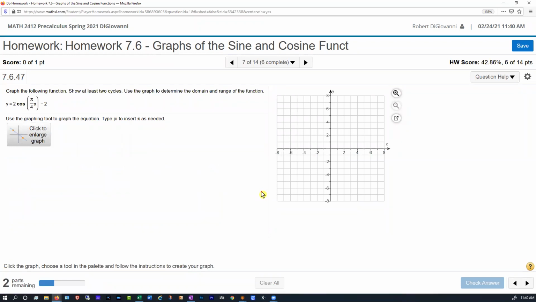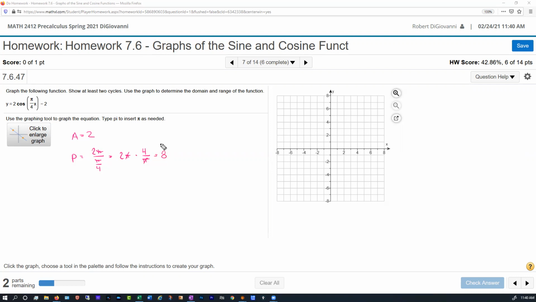Okay, so this, we did not talk about this. This is no good. All right, we're gonna do it anyway. So what we have here is an amplitude of 2. We have our period. What we do is we take 2 pi and divide it by pi/4, which is the same as 2 pi times the reciprocal 4/pi. Pi's cancel, and we just get 8. So we have a period of 8.